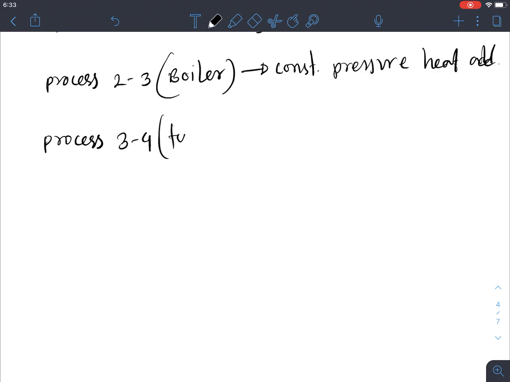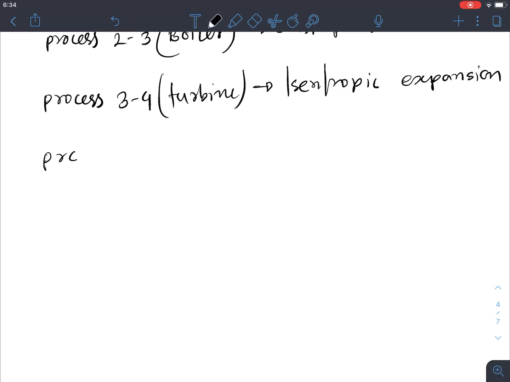Process 3 to 4 is basically the turbine, and the turbine is also isentropic expansion. And then process 4 to 1 is basically the condensation, right? So it's basically the constant pressure heat rejection.